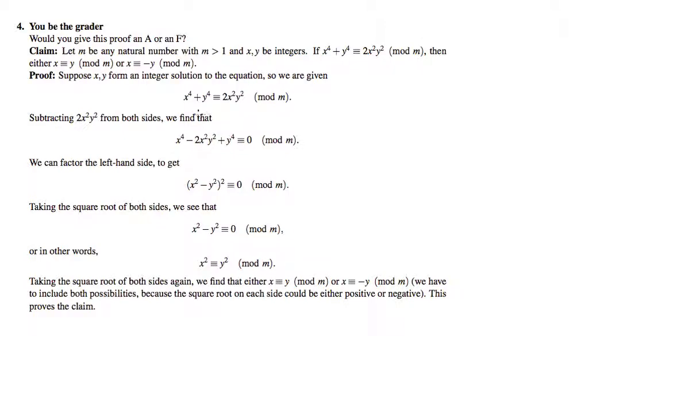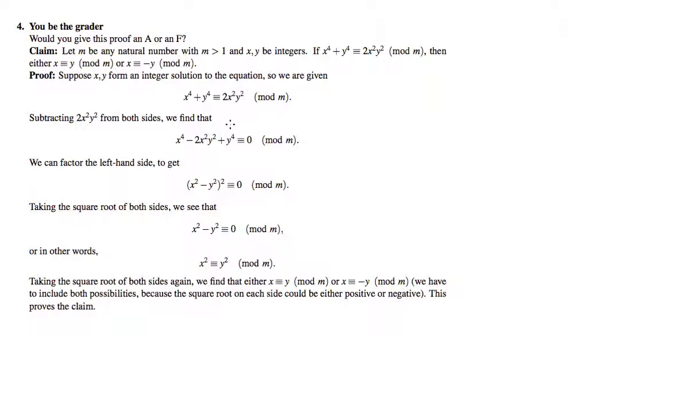First of all, this is just a repetition of the assumption, so nothing wrong with this part. Okay, we subtract 2 times x squared y squared from both sides of this equality, which is an equality mod m. Subtracting things mod any number is a valid operation, so nothing wrong with this part. So we have x to the 4 minus 2 times x squared y squared plus y to the 4 equals 0 mod m. Okay, how about this factoring part?